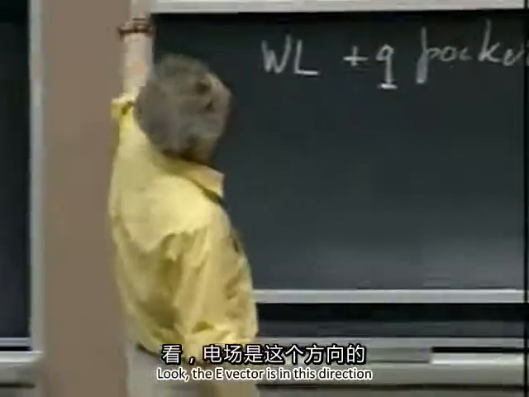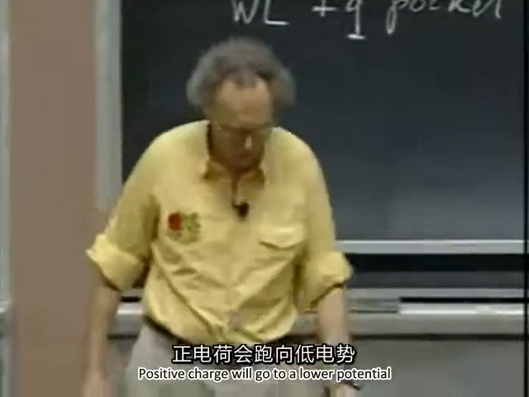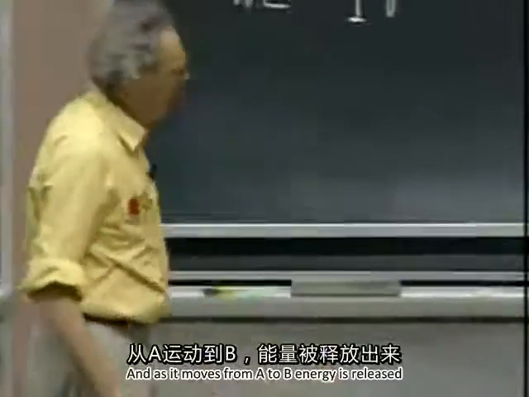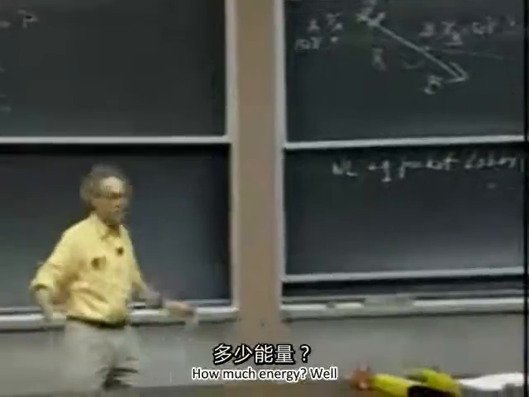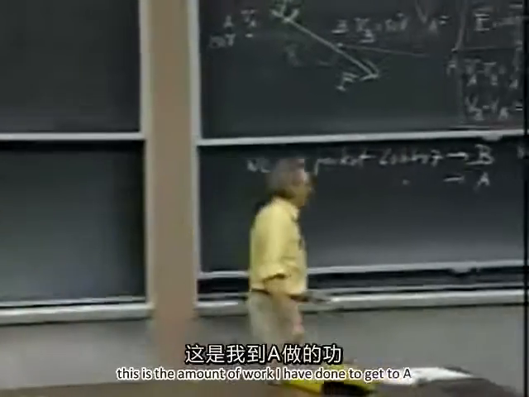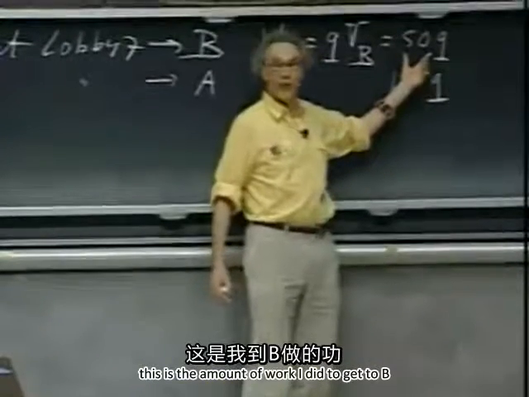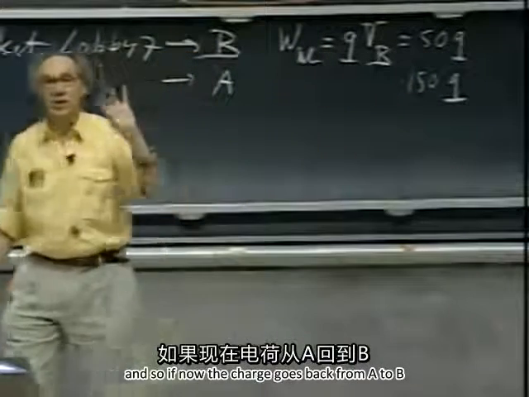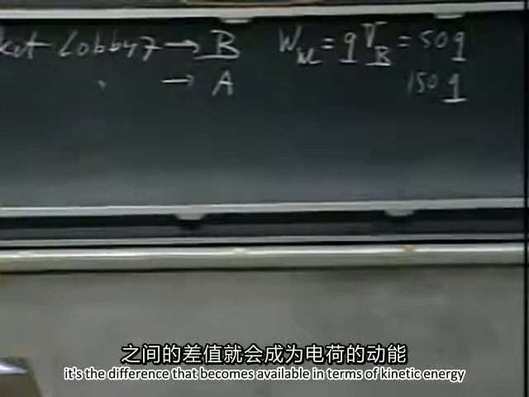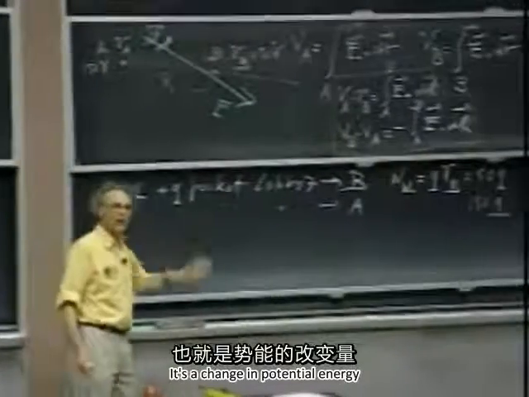Look, the E vector is in this direction. Positive charge will go to a lower potential. And as it moves from A to B, energy is released. How much energy? Well, this is the amount of work I have done to get to A. This is the amount of work I did to get to B. And so if now the charge goes back from A to B, it's the difference that becomes available in terms of kinetic energy. It's a change in potential energy.